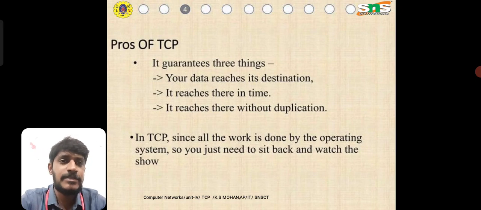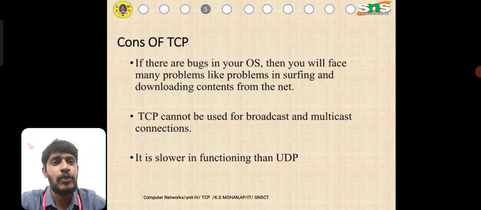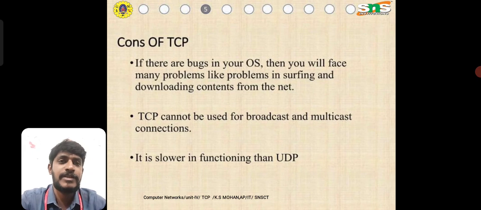In TCP, since all the work is done by the operating system, you just need to sit back and watch the show. Now the cons of TCP: if there are bugs in your OS, you will face many problems, like problems in surfing and downloading content from the net. That is a disadvantage. So we have to avoid bugs in the operating system and in the browser also. TCP can be used for broadcast and multicast connections. It is slower in functioning than UDP.